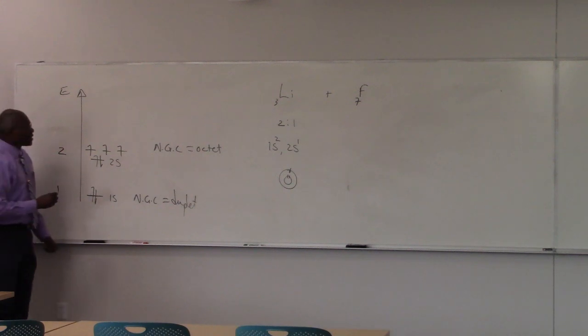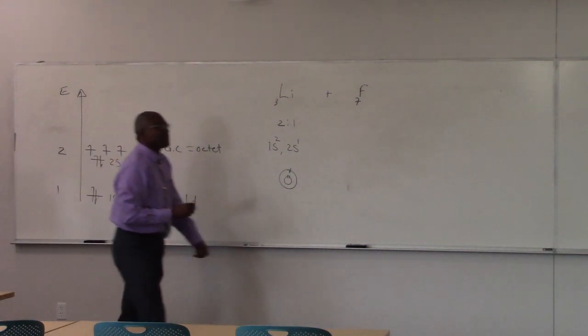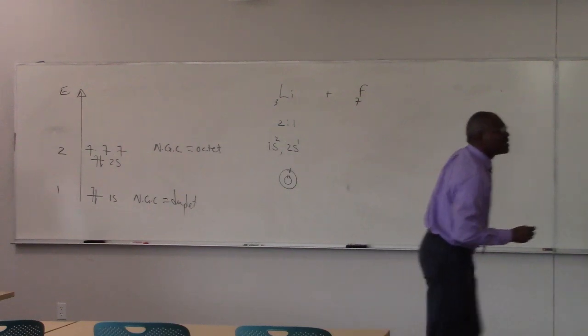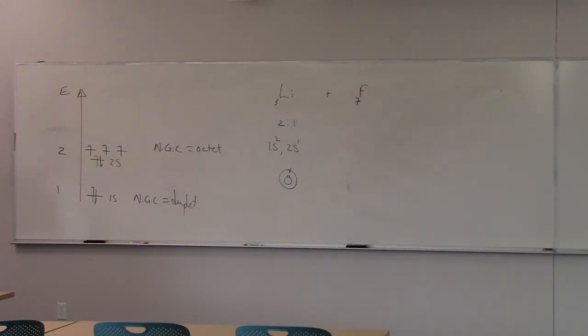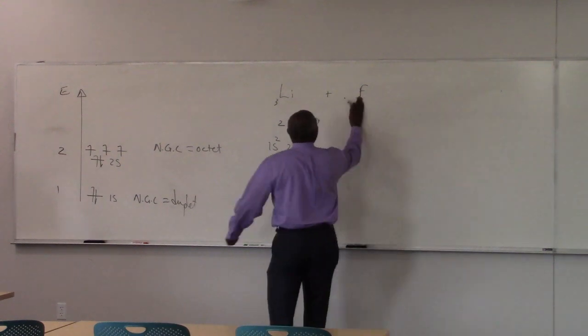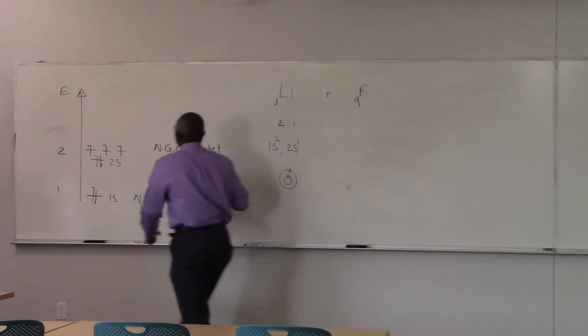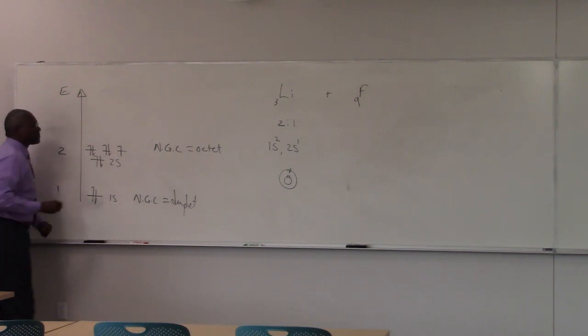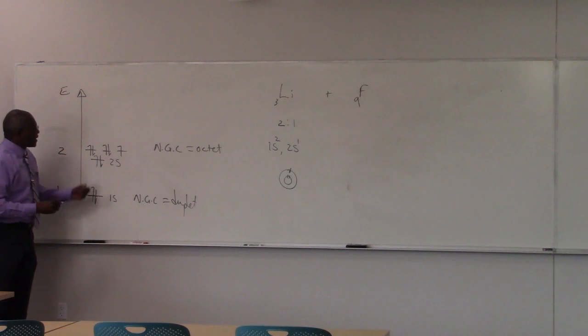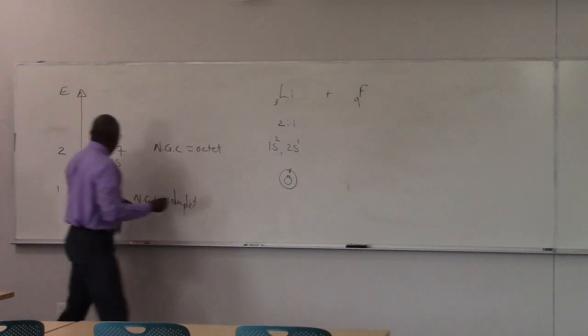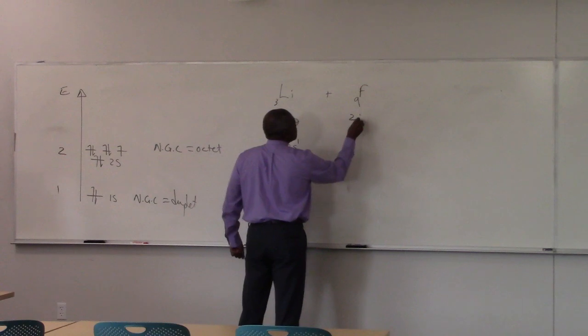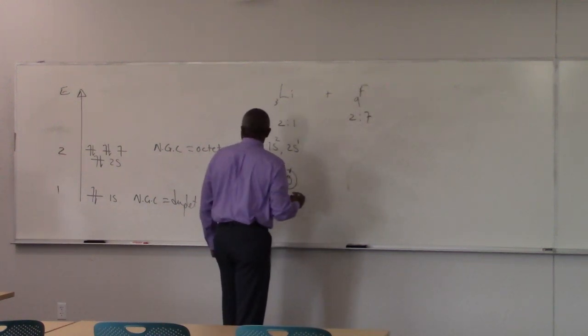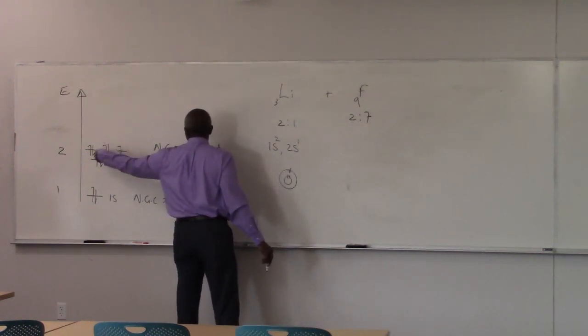Okay? So I've got, that's 9. Number 9. Yeah, fluorine is 9. So I've got 1, 2, 3, 4, 5, 6, 7, 8, 9. Alright, so fluorine I can write as 2, 7. So 2 in the first shell, and then 7 in the second.